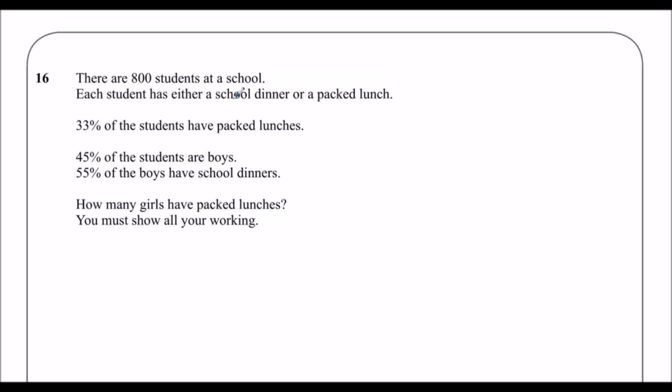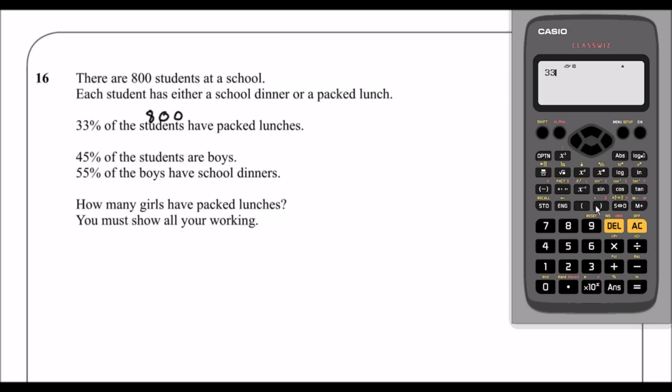So we can work out these numbers. So 33% of the students, 33% of 800. So to work out 33% of 800, we could do 33, then the percent button, times 800. Of means times, so 33% times 800, which is, no it's not, it's 264. Or we could do 0.33, so change the percentage into a decimal, times 800, which will give us the same answer, 264.